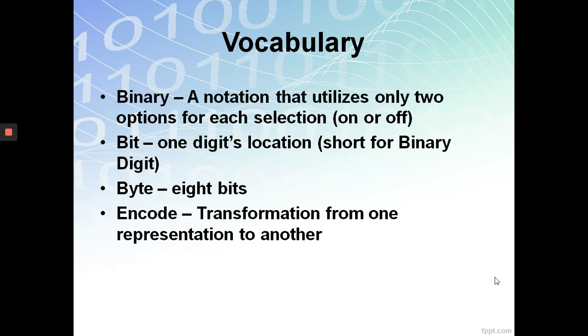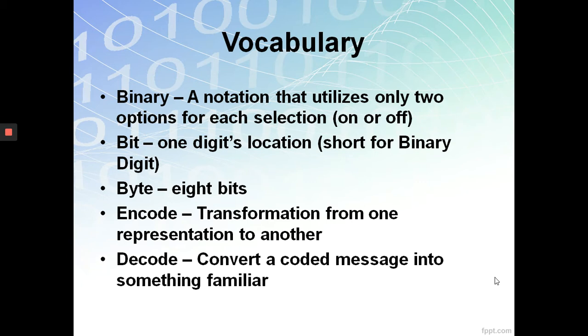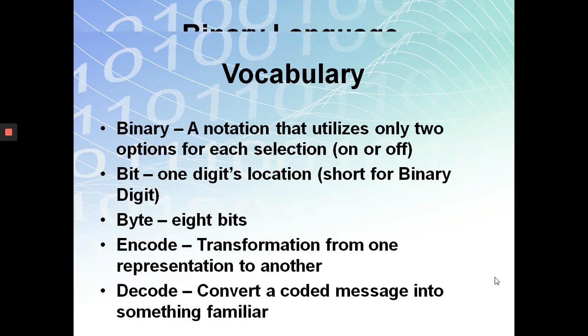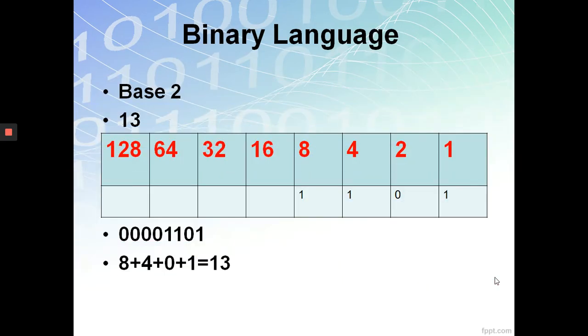Encode is transformation from one representation to another. Decode is the opposite. Convert a coded message into something familiar. Binary language is a base of 2. If I wanted to represent the number 13 in binary language, I would use this grid.